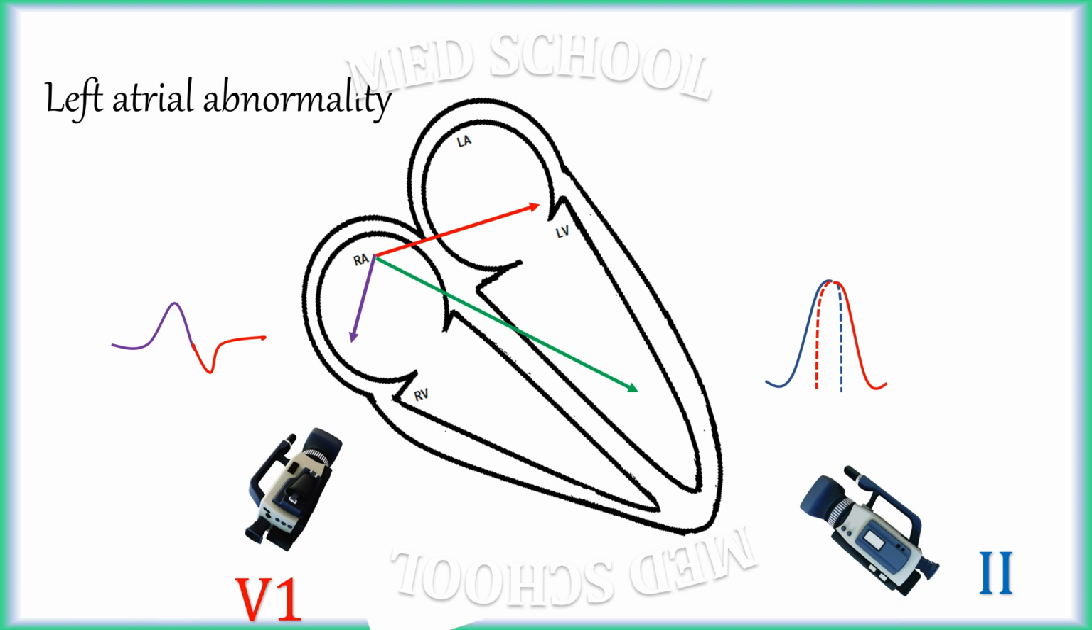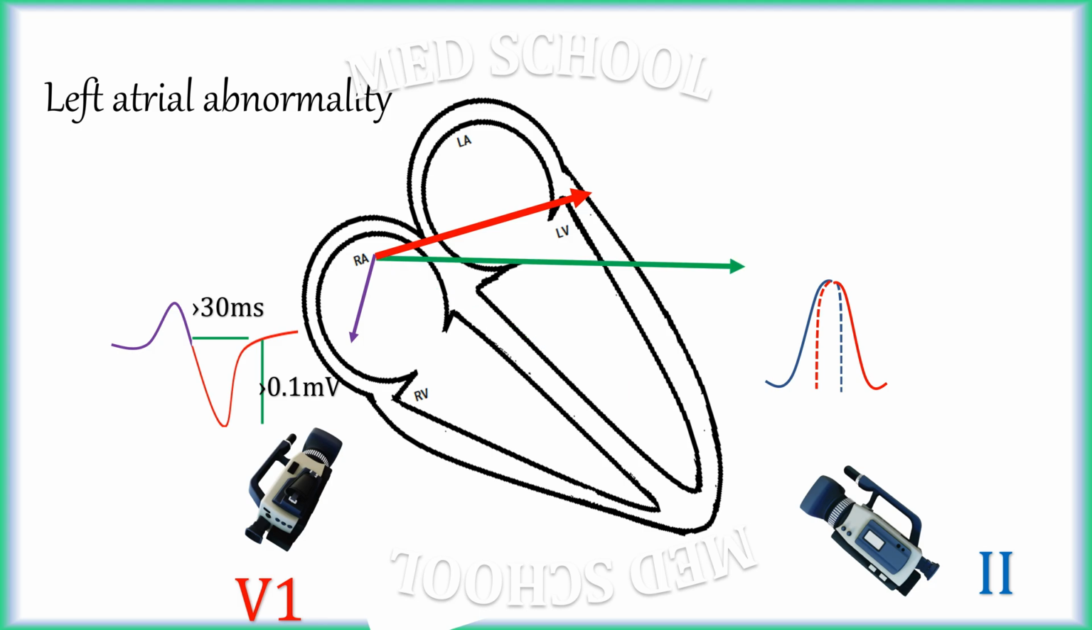Left atrial activation vector becomes stronger in left atrial abnormality. As a stronger vector is going away from V1 electrode, terminal negative deflection of P wave in lead V1 will increase in amplitude and duration. Duration of terminal negative deflection is more than 30 milliseconds and amplitude is more than 0.1 millivolt, that is 1 small box. P wave vector becomes stronger and shifts to left.